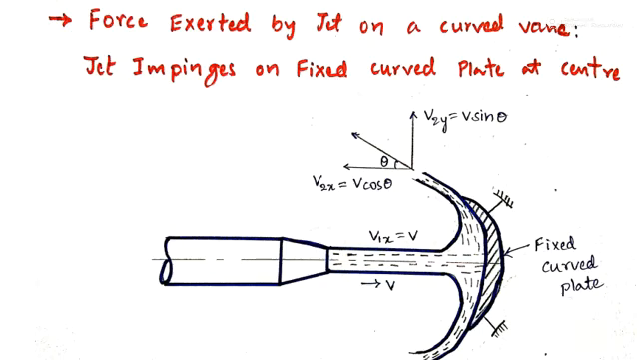Now we are seeing a case from the topic impact of jets and vanes. The topic here is the force exerted by a jet on a curved vane. Here the case is a jet impinging on a fixed curved plate at the center. So here the jet is striking a fixed curved plate at the center.